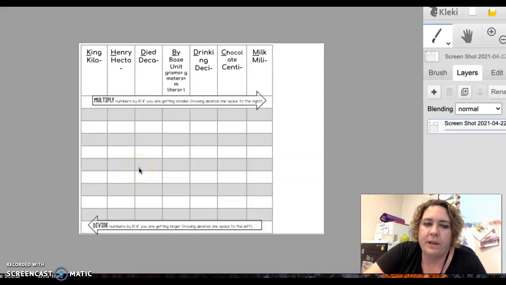Hey guys. Okay, so I want you to use this page that I'm going to give you, or you can create your own by remembering King Henry died by drinking chocolate milk, creating your little columns, and then you can put in whatever it is that you're trying to convert.